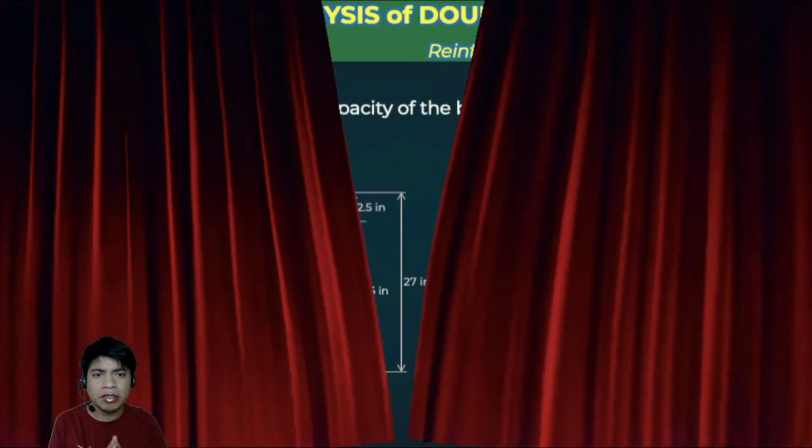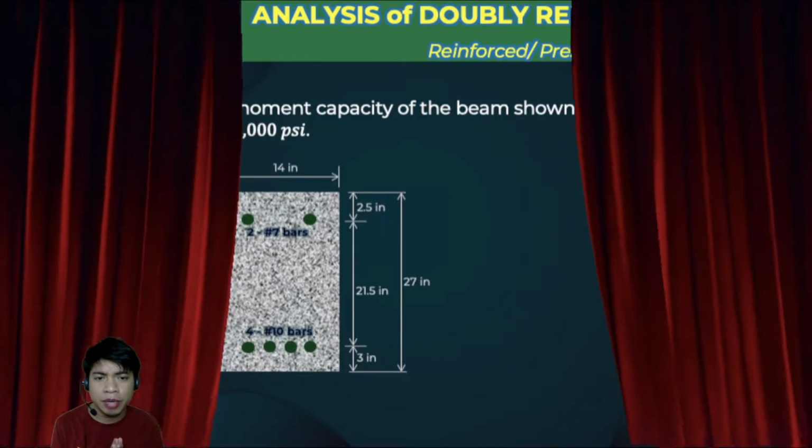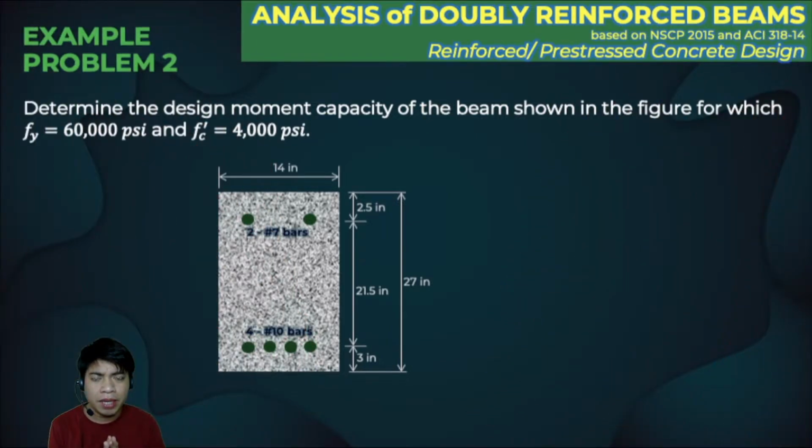So this time we are going to solve another example problem, and this problem is in English units. Determine the design moment capacity of the beam shown in the figure for which F sub y is equal to 60,000 psi and F sub c prime is equal to 4,000 psi.